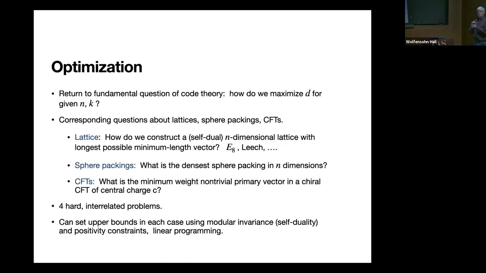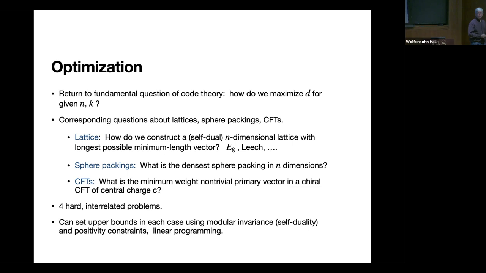Okay. So now let's return to what I call the fundamental question of code theory, which is how do we maximize D, the Hamming distance, for given n and k. As I also mentioned in the introduction, this is related to corresponding questions about lattices: what's the minimum length vector of an n-dimensional lattice? Sphere packings and CFTs: what's the minimal weight non-trivial primary vector? So these are all four hard, closely interrelated problems.